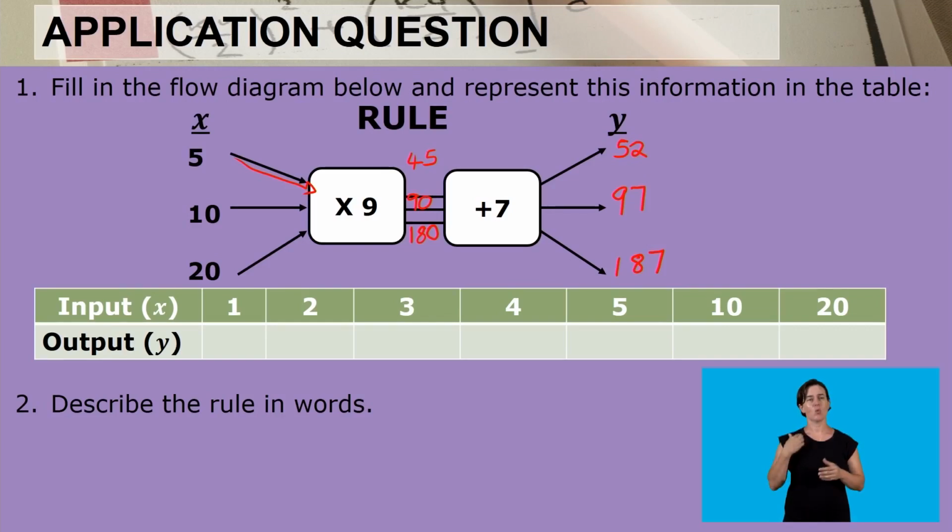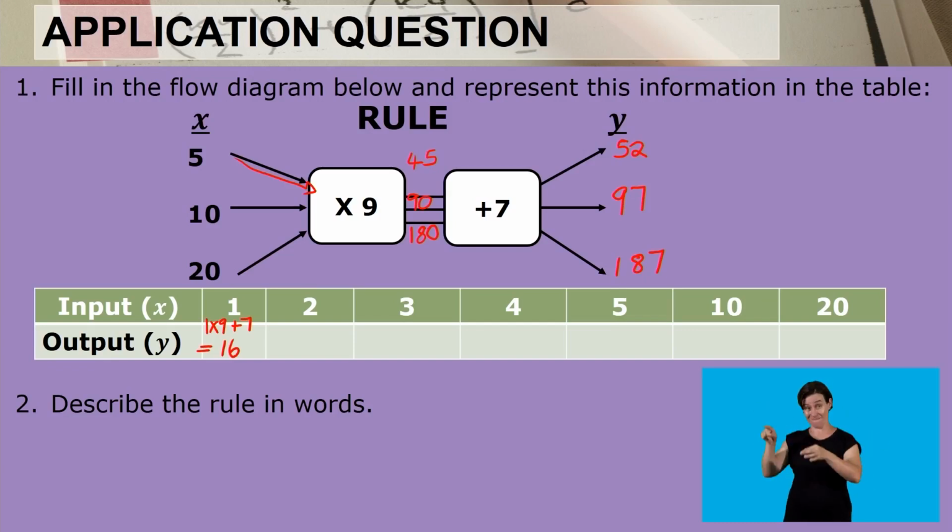Let's go ahead and fill in our table from this flow diagram. So we've already completed our flow diagram, and we can see what the rule was with our flow diagram. The rule was that we multiply the input value by 9 and we add a 7. So our first input value there is a 1. So 1 multiplied by 9 is, of course, that 9 there. And when we add 7 to that, our answer is going to be a 16. So when the input value is 1, the output value is a 16.